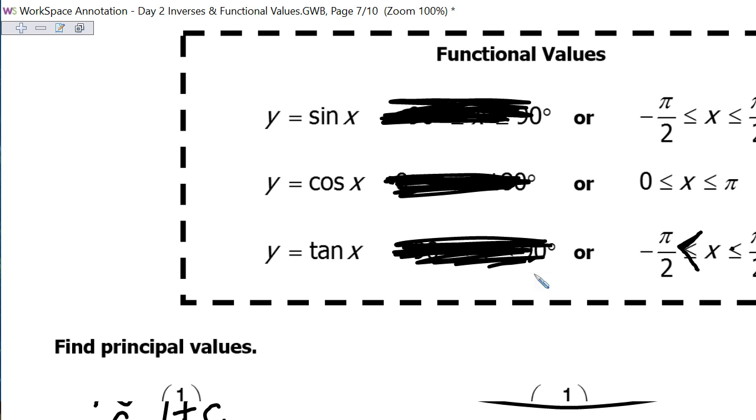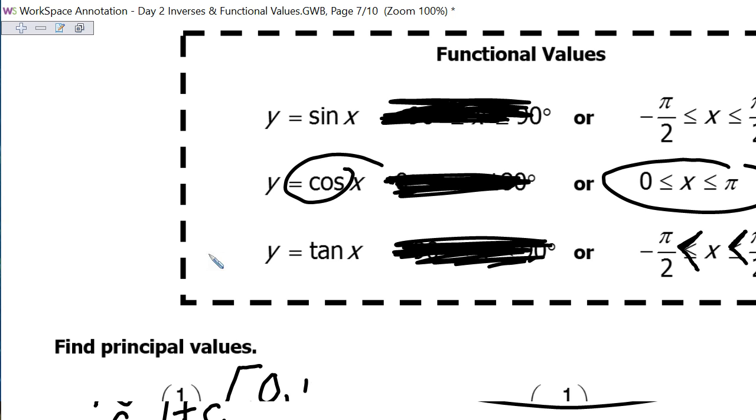Okay, number 10. We need to find the principal value. So we have arc cosine of 1/2. Now when we write our answer, if I'm dealing with cosine, my answer should only go from 0 to pi. So should I have an answer of 3 pi over 2? No, because is that between 0 and pi? No. So if it's asking for the principal values, you have to use these restricted domains from our functional values. So principal, functional values, it's the same interval.